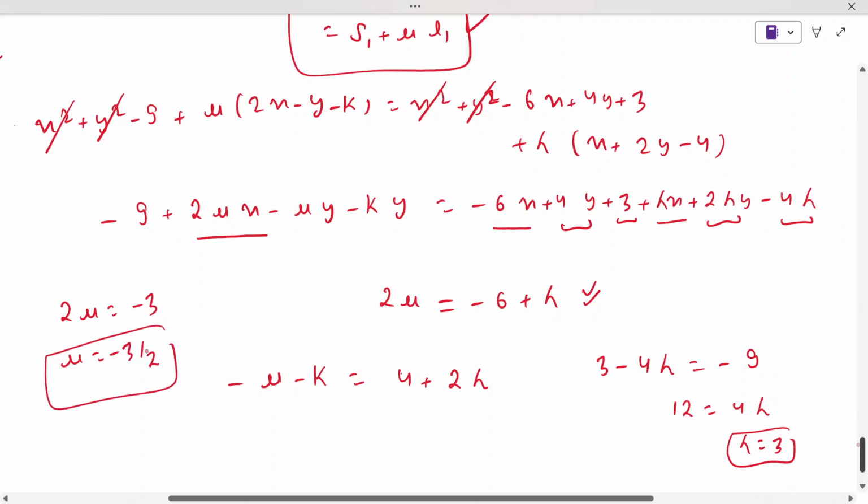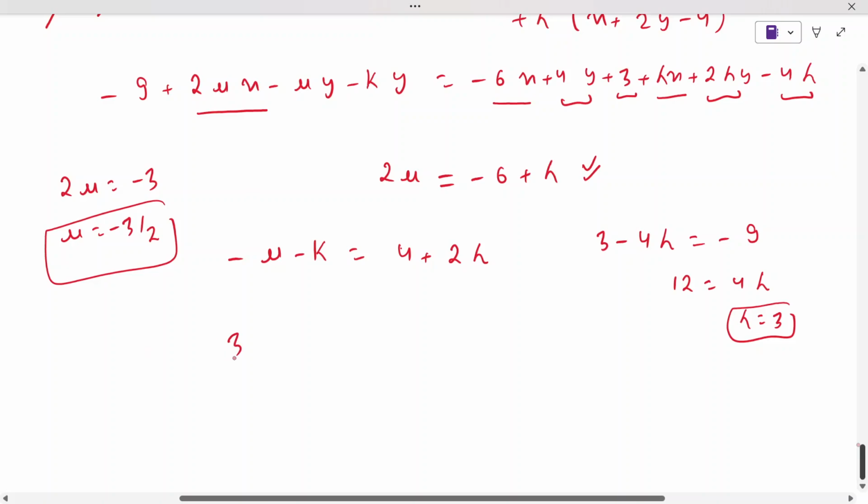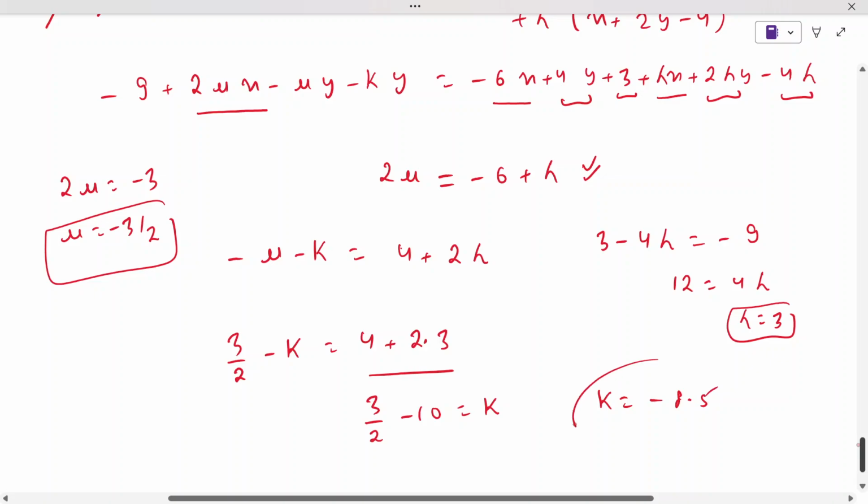Just put the values of these in this equation. So you'll obtain minus mu is 3 by 2. 3 by 2 minus 3, that should be 4 plus 2 into 10. So it is 10. So 3 by 2 minus 10 is what? It is minus 8 point something.